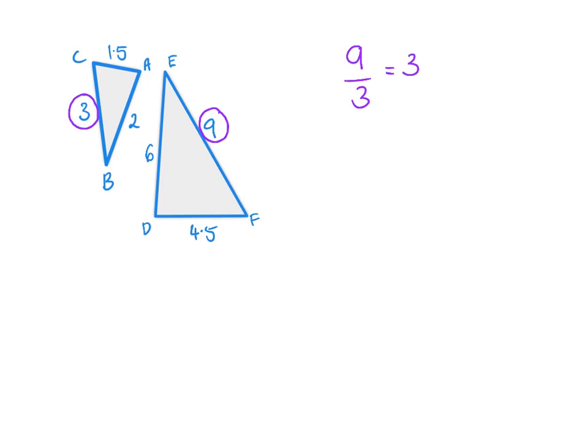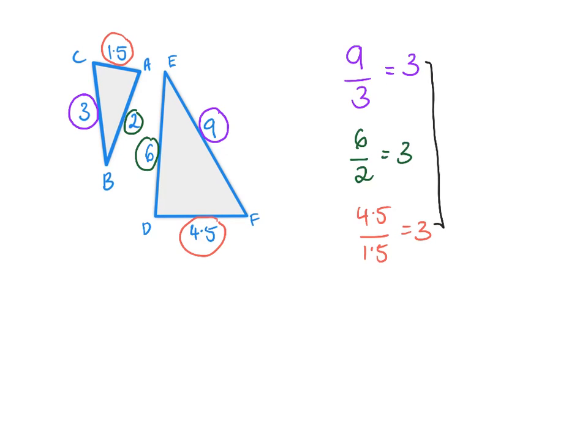So if I test the next biggest side, that's 6, and the next biggest side on the smallest triangle is 2. If I do 6 divided by 2, you can see I get 3. So that's also the same number. So then we test just the last one. If we test that last side, this is the smallest side and the smallest side. So if I do 4.5 divided by 1.5, you'd find that's 3. So you can see they were all 3.